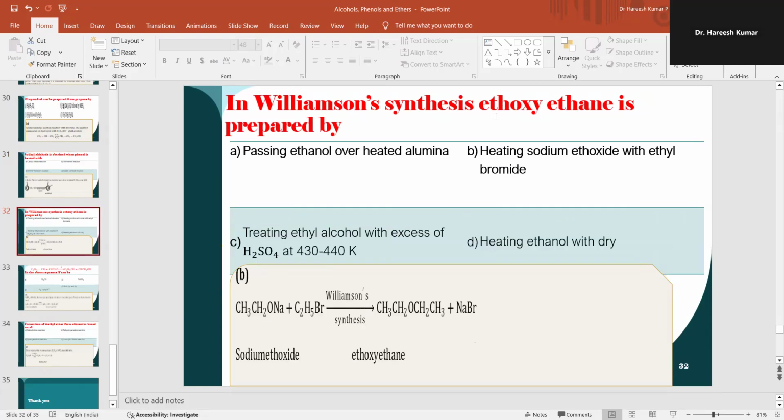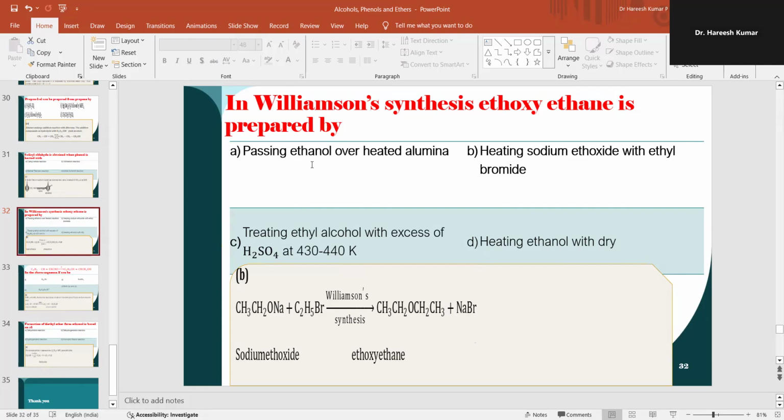In Williamson synthesis, ethoxyethane is prepared by sodium ethoxide on treatment with ethyl bromide. The OCH2CH3 group is called ethoxy. CH3CH2 is called ethane. This is the IUPAC name of the ether. Diethyl ether's IUPAC name is ethoxyethane. So ethoxyethane is obtained by Williamson synthesis.